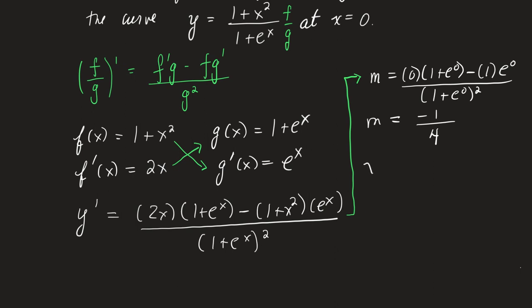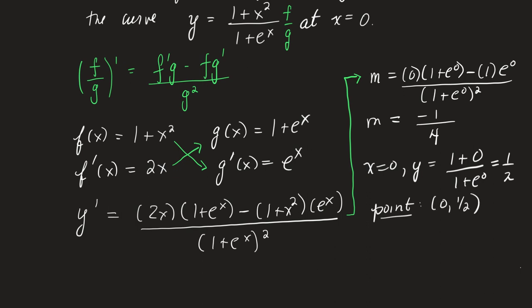So when x is equal to 0, y is equal to 1 plus 0 squared, which is 1, over 1 plus e to the 0, which is going to be 1/2. So my point is 0, 1/2. So that tells me that the equation of my tangent line is going to be y minus 1/2 is equal to minus 1/4 x. So y is minus 1/4 x plus 1/2.